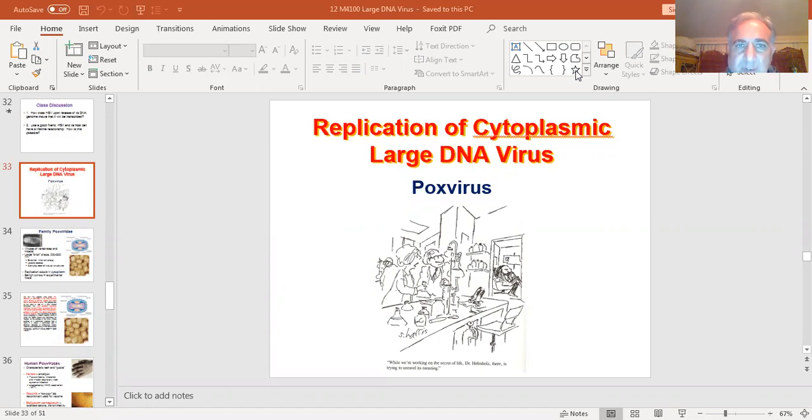Today we're going to continue our lecture on replication of cytoplasmic large DNA viruses. Poxviruses can be used as an example. These lecture notes can be found as part of lecture package number 12, large DNA viruses. Slide 34.